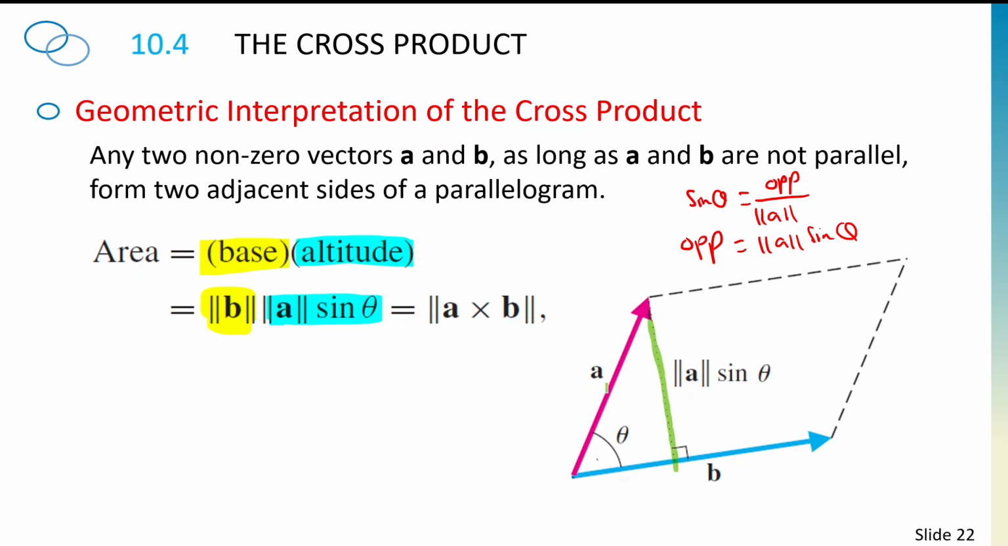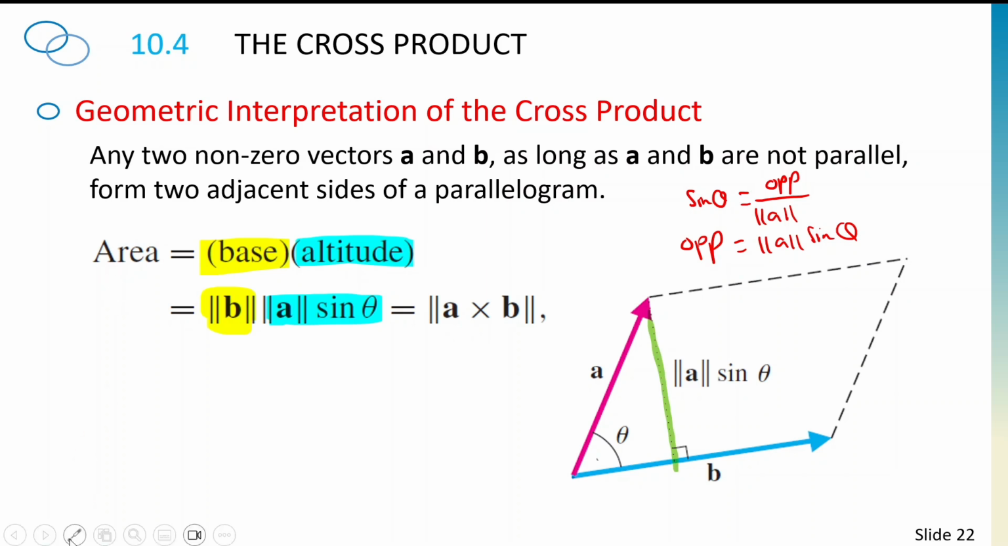Now we know the height. It's the magnitude of A sine of theta. But the base is this one, the magnitude of B. Remember, when we talk about the length of a vector, we take the magnitude. So the base is the magnitude of B and the height is the magnitude of A sine of theta. Altogether this is the magnitude of A, the magnitude of B, sine of theta, which is basically the cross product, right? So from now on, I can directly use the magnitude of the cross product to evaluate the area of the parallelogram.